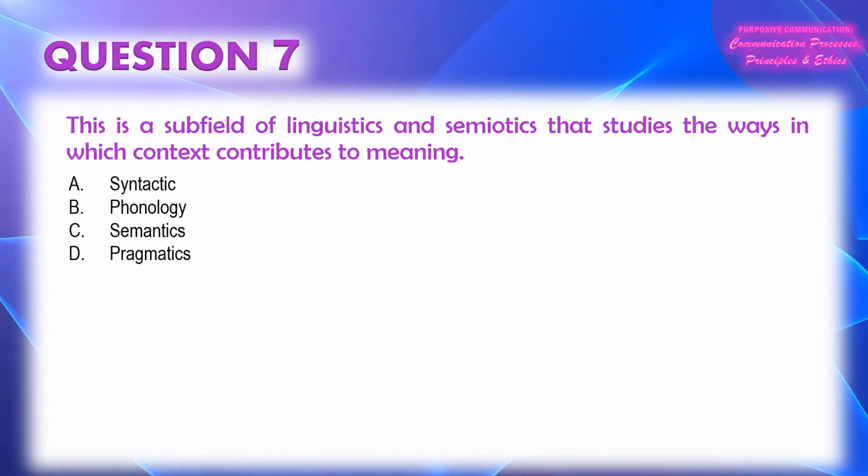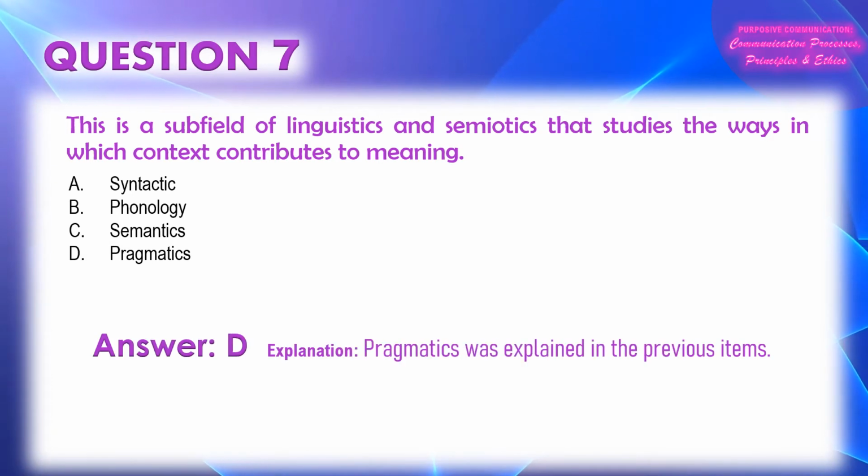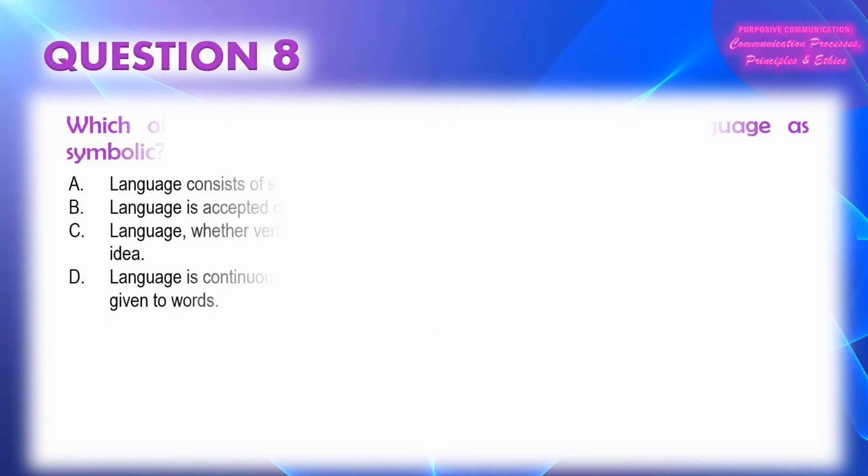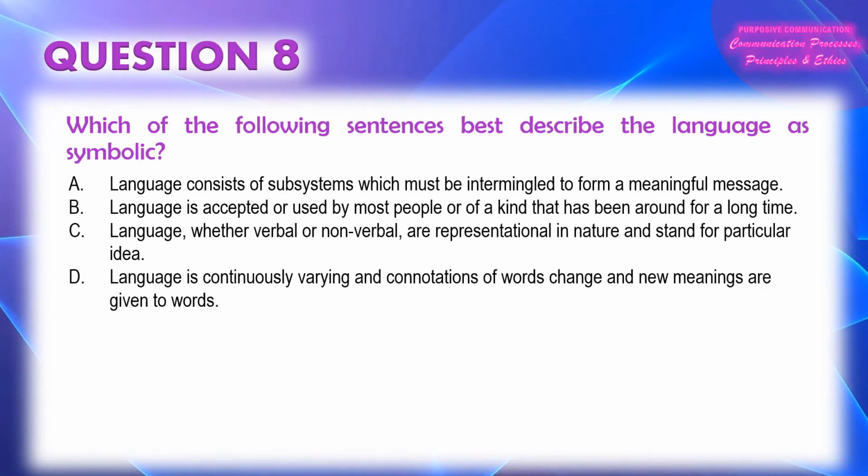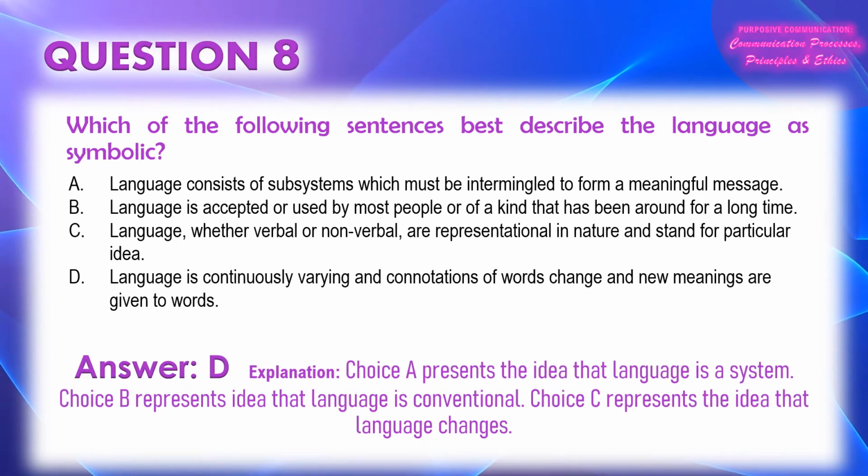Question 7. This is a subfield of linguistics and semiotics that studies the way in which context contributes to meaning. Answer D. Pragmatics. This concept was discussed in the previous item. Question 8. Which of the following sentences best describes the language as symbolic? Answer D. Language is continuously varying and connotations of words change and new meanings are given to words. This concept was discussed in the previous item.